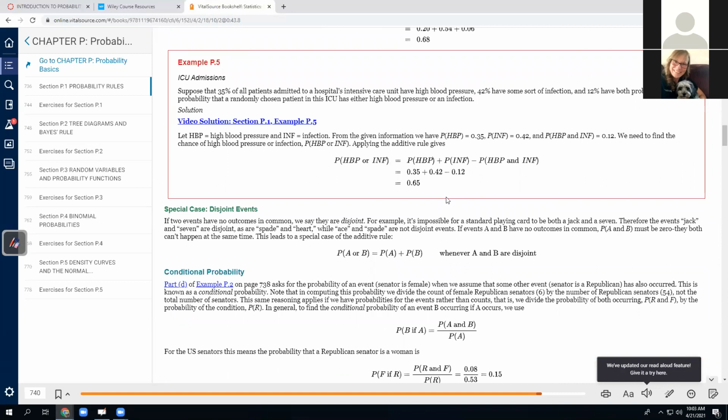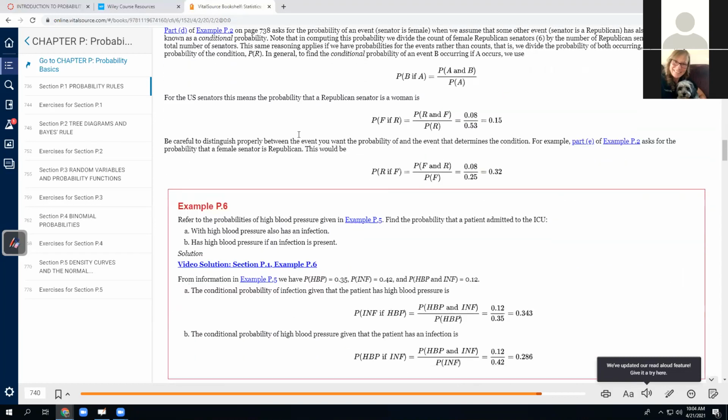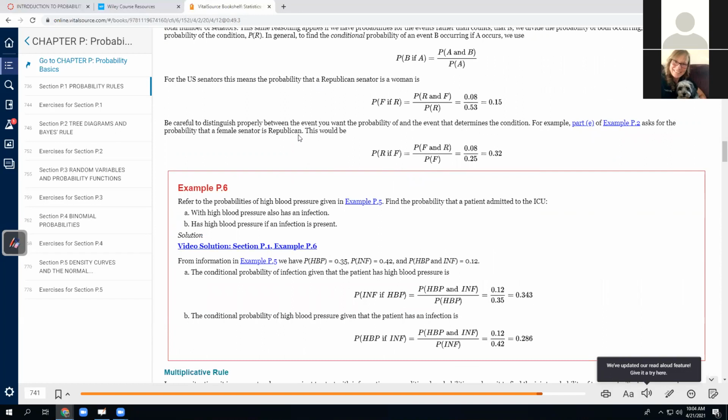All right, so let's take some notes on this here. Suppose that 35% of all patients admitted to a hospital intensive care unit have high blood pressure, 42% have some sort of infection, and 12% have both problems. Then this one says, find the probability that a randomly chosen patient in the ICU has either high blood pressure or an infection. Okay, so it looks like we'll need to do that first. And then down here, for those probabilities, find the probability that a patient admitted to the ICU with high blood pressure also has an infection.